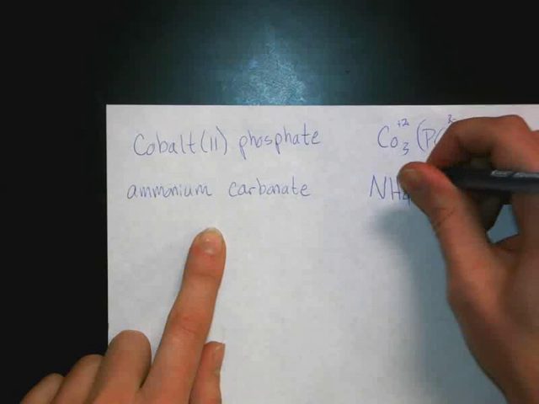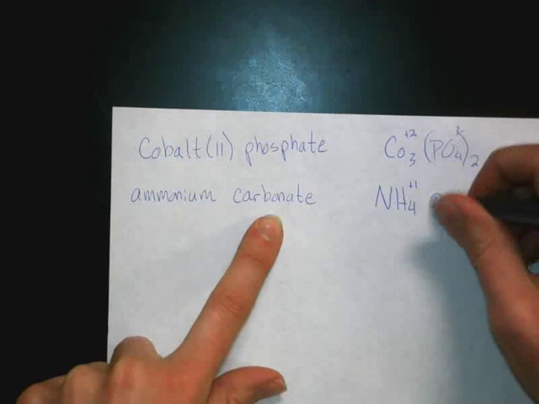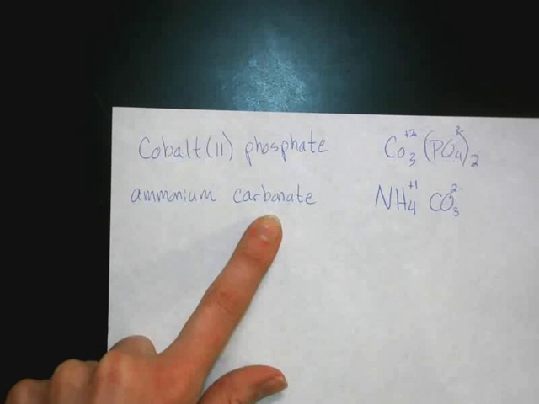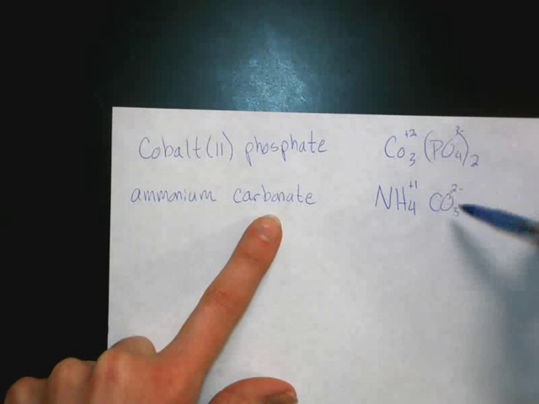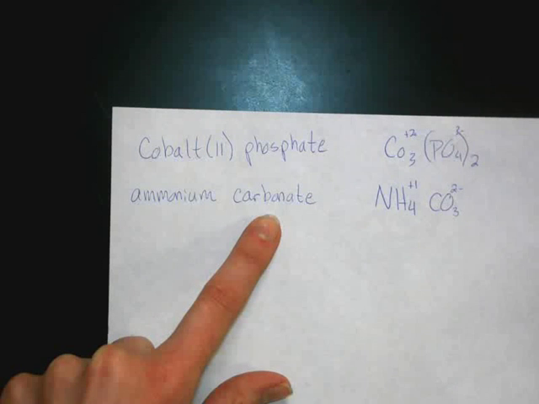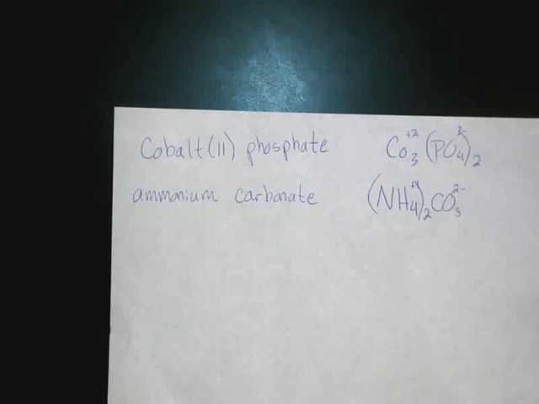Ammonium carbonate, so this is multiple of my polyatomics. Ammonium, NH4 with a +1 charge. Carbonate, according to that list, is CO3 with a 2- charge. If I want these to balance, I need to have 2 of my NH4s. In order to do that, I have to put it in parentheses.